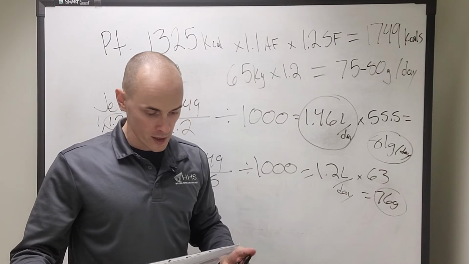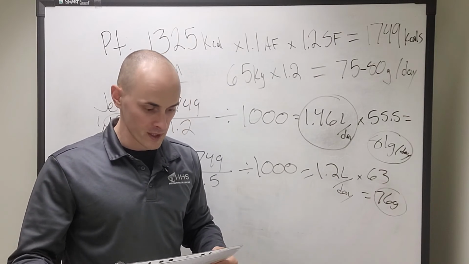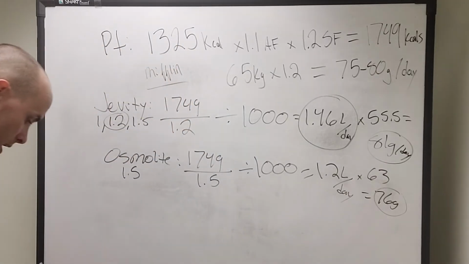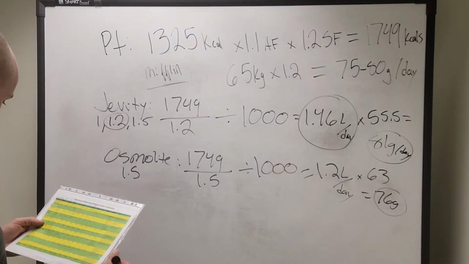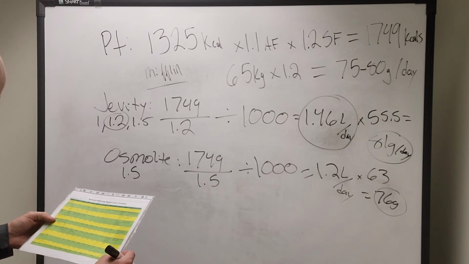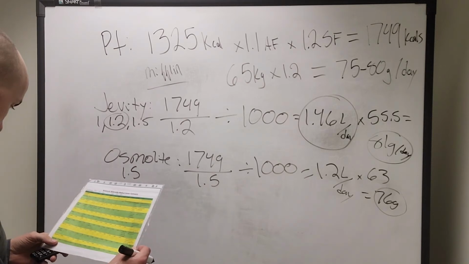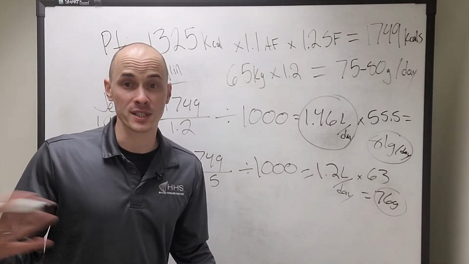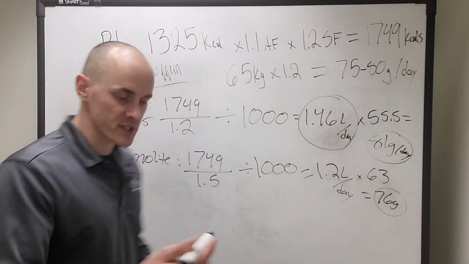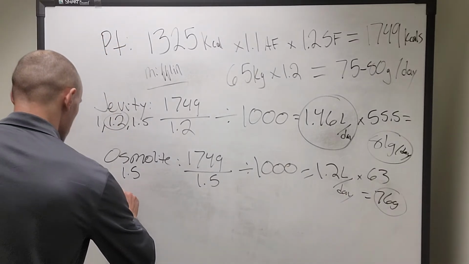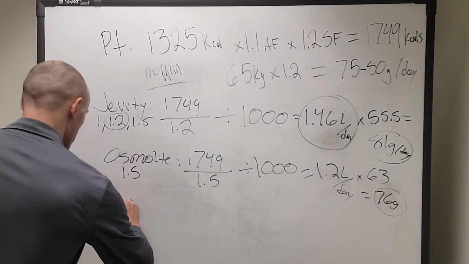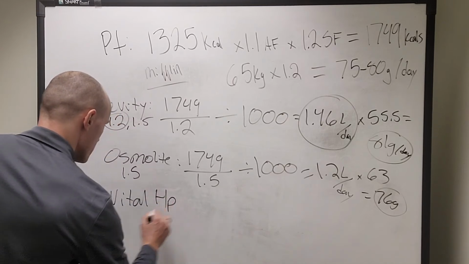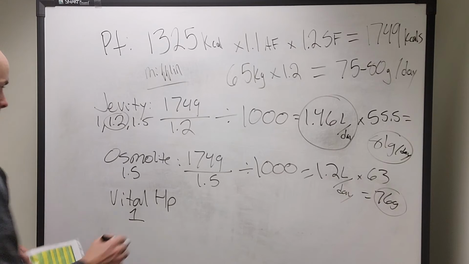Let's try something that would be just clearly wrong, okay? Let's say, let's do Vital High Protein, just for an example. It's a critical care formula, but it emphasizes this point. So Vital High Protein, Vital HP, is a 1 cal formula.